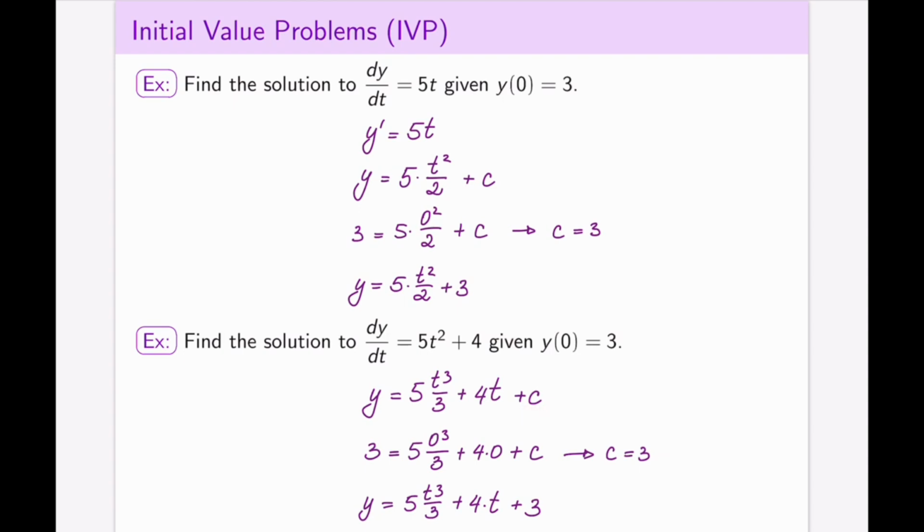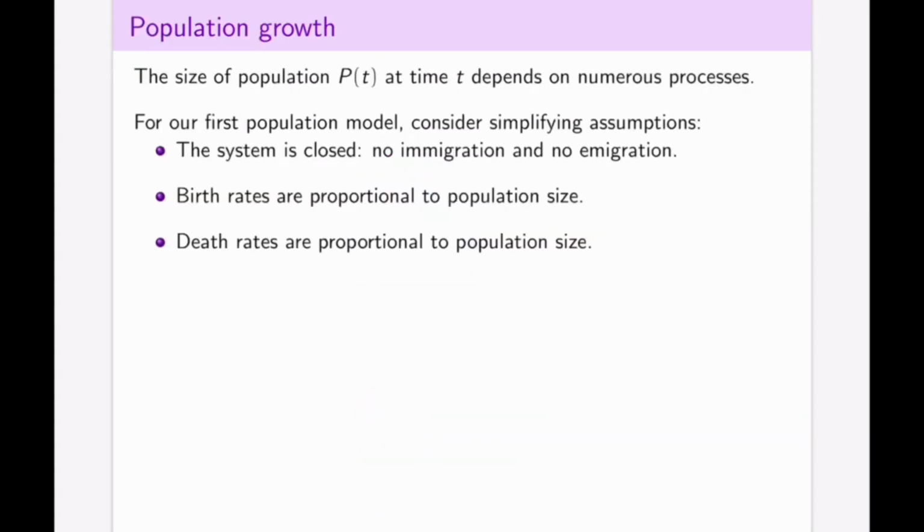And now let's take a look at our first application. That is the model for population growth. Generally, the size of a population depends on numerous processes. For our first model, we're going to make a bunch of simplifying assumptions so we can carry out our very first calculations. First of all, we're going to assume what we call system being closed, and that means that there's no immigration and then there's no emigration. So whatever happens to the population happens to the population sort of inside, very pandemic-like.